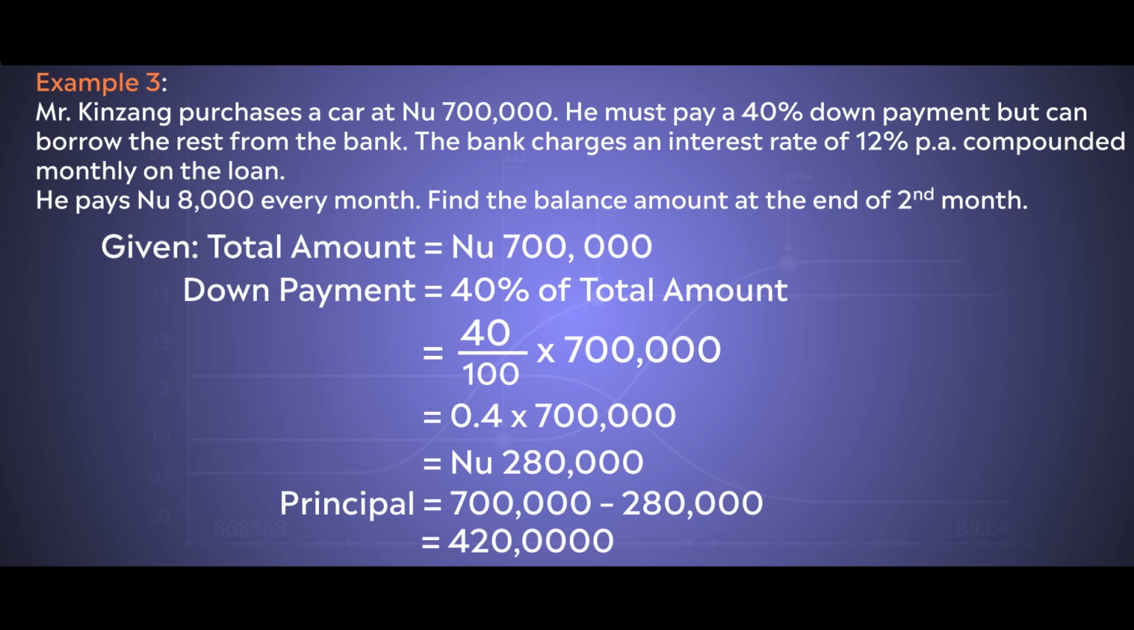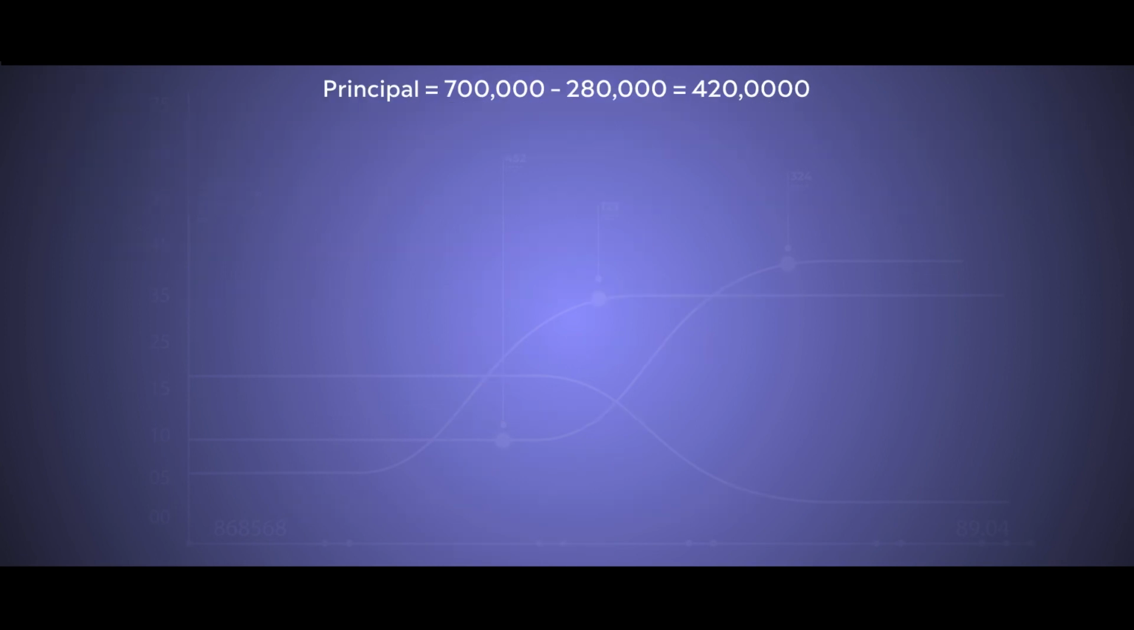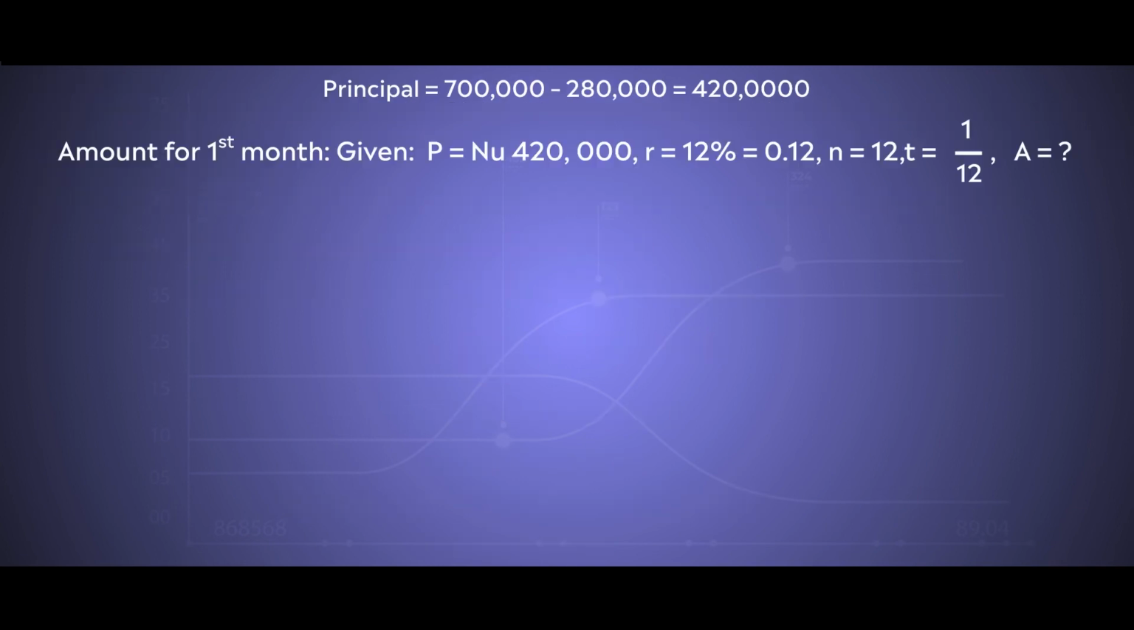Taking this principal and the other conditions, like the rate as 12% and the number of compounding frequency as 12, and the time period, as we talked about in the beginning, if the time period is not given exactly, then you have to consider it from the compounding frequency. Here the compounding frequency is monthly, therefore the time period will be 1/12. Then let's find the amount after 1 month.